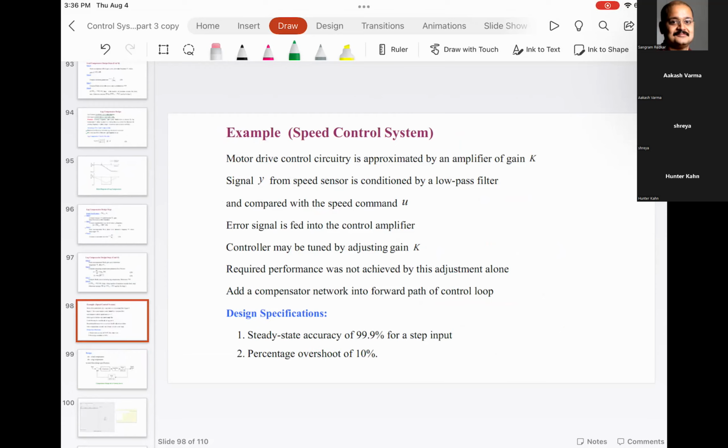In this, you have a motor driving circuit, a low pass filter, a control command, and a control amplifier. Then what you realize is, unfortunately, this performance was not achieved by just the gain alone. So we want to add a compensator network into the forward path. What do I mean by forward path? Forward path means before the plant transfer function. So if this is G of S, we want to add the compensator here.